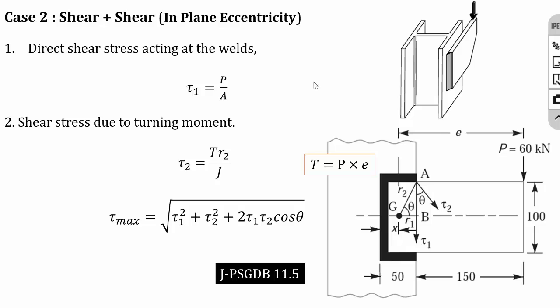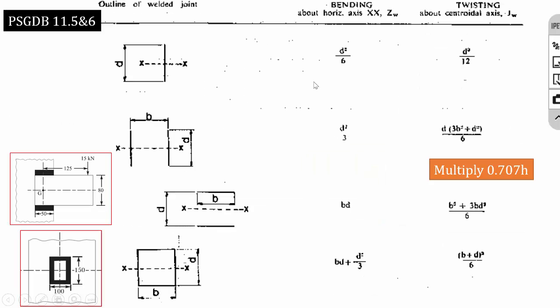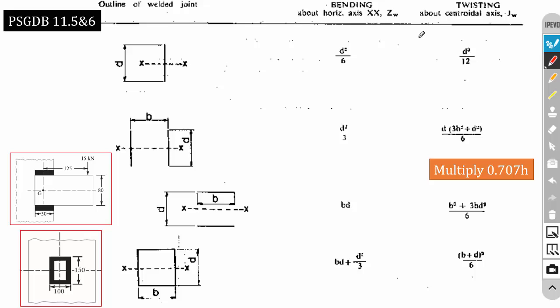So now I am going to solve a problem on case 1. Before that, this is the formula page for Z and J. We have to select the Z and J equation based on the weld region. So here the weld is actually a straight line. So this is the Z equation and this is the J equation. And remember that with all the formulas you have to multiply 0.707 H. So that is very, very important. We have to multiply 0.707 H with all the equations.